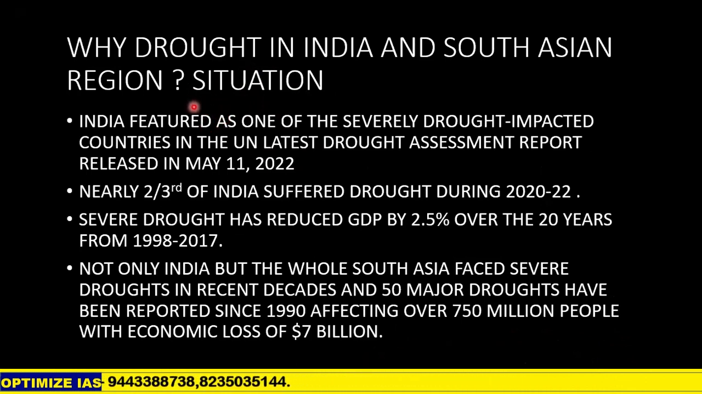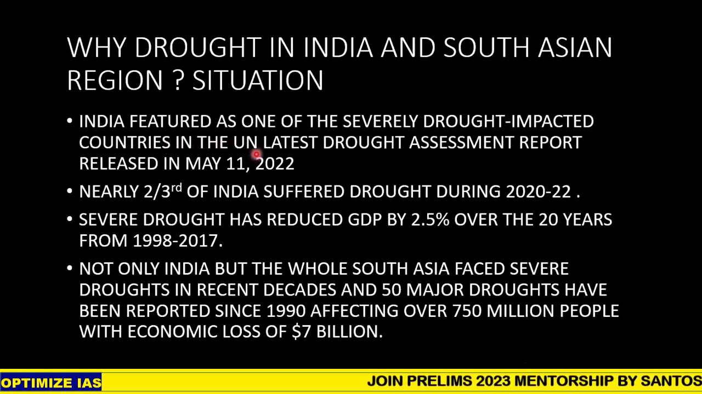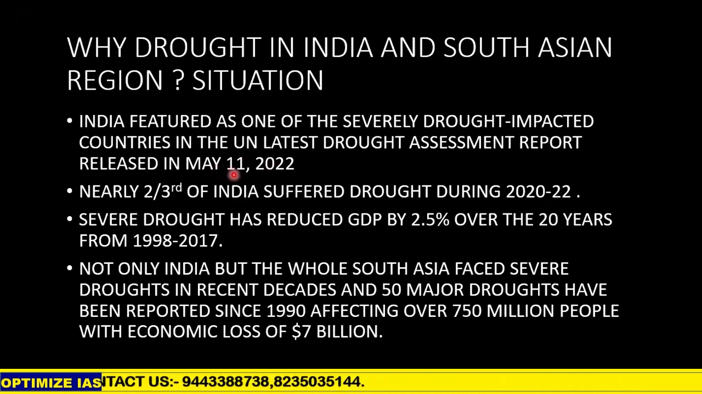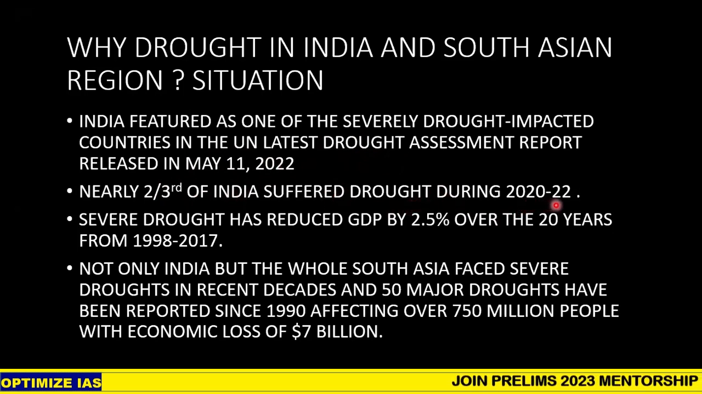Now, children, why is drought more common in India and South Asian regions, and what is the condition here? If you observe India and the South Asian region, the severity of drought has heavily affected all these SAARC countries. The reason, as per the estimate given by the UN in its latest drought assessment report released on May 11, 2022, is that South Asian countries are severely affected by climate change and drought conditions. In particular, in India, two-thirds of the country has been affected by drought during 2020 to 2022, these last 2 years.